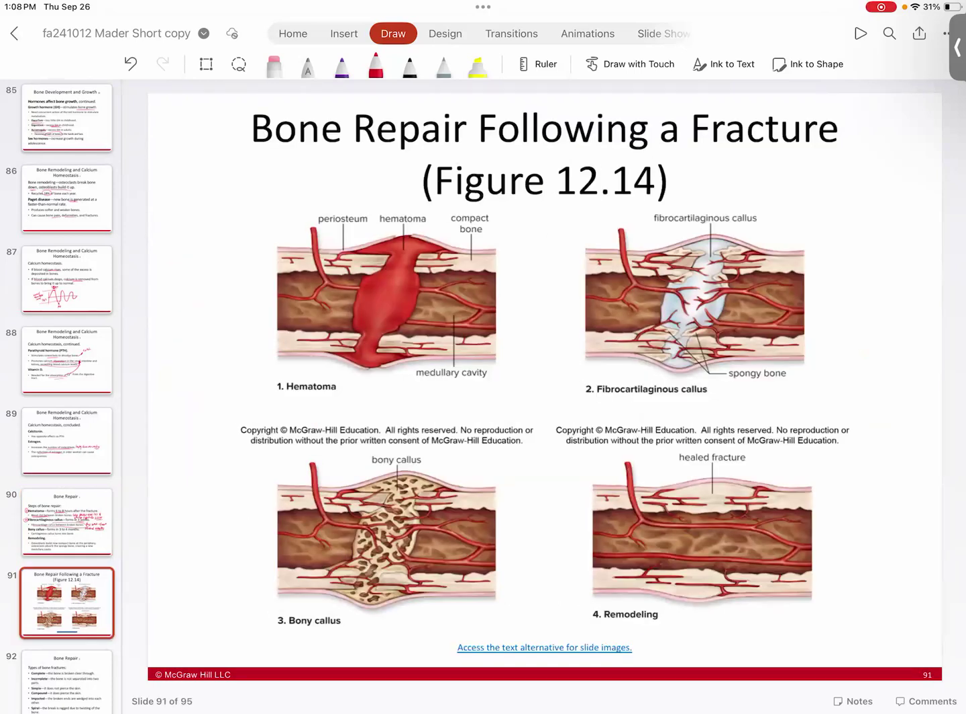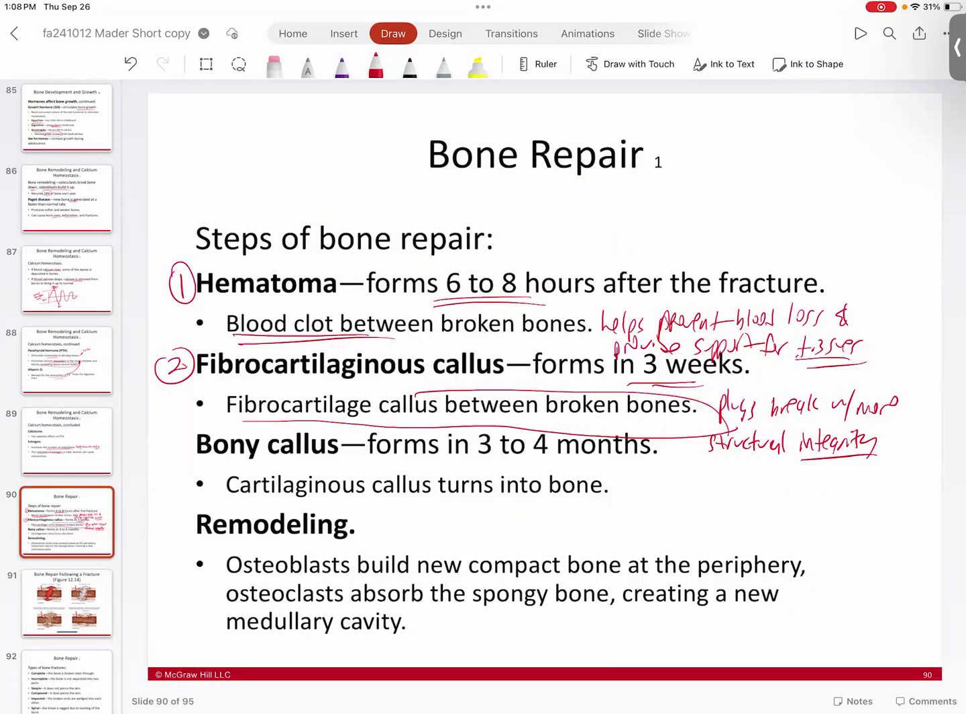So you have cartilage, but remember, where you have cartilage, you can convert to bone. We just learned about that in the endochondral ossification strategy. So the next step after that is going to be the bony callus. This is happening within 3 to 4 months. This is basically where your cartilaginous callus turns into bone. So basically, by a similar process to how endochondral ossification worked, right? Including the calcification of cartilage, which then triggers the osteoblast to come in and replace the cartilage with bone.